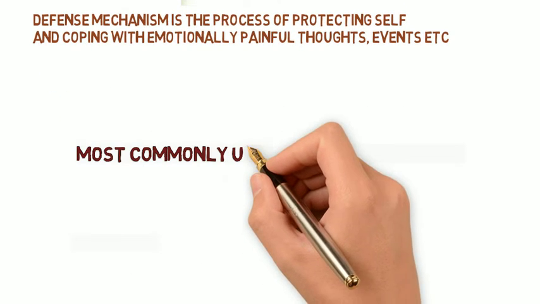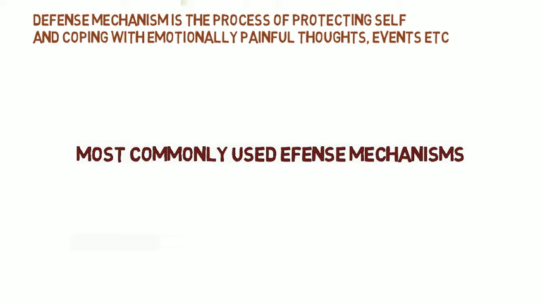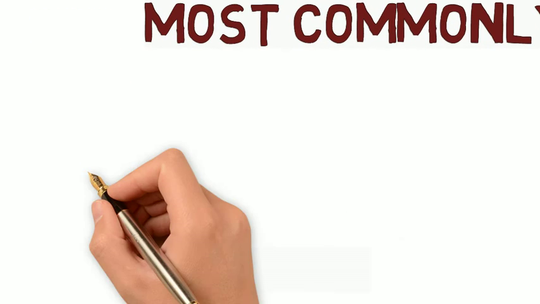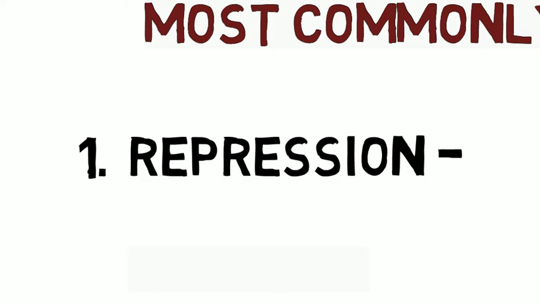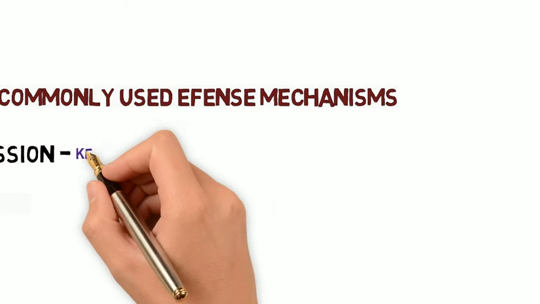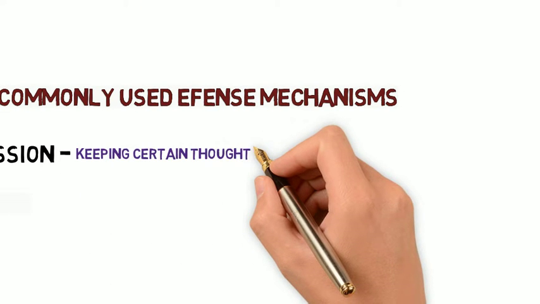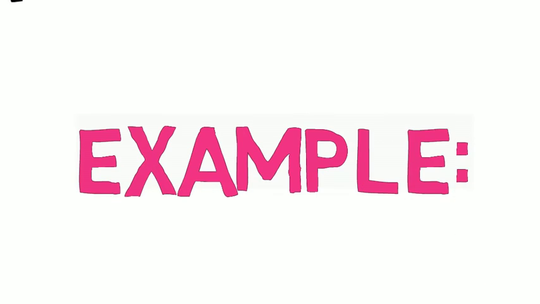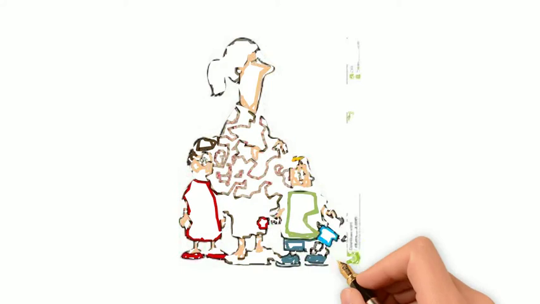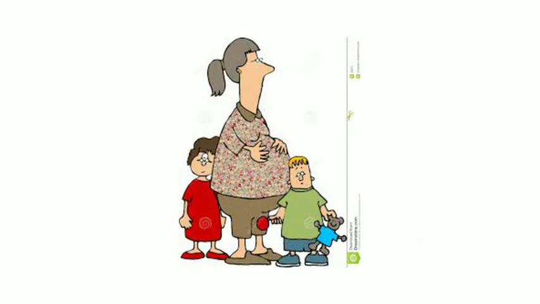The most commonly used defense mechanisms are: first is repression. Repression means keeping certain thoughts out of conscious awareness. Example: here is an example of a woman who found childbirth painful but continued to have children, and each time the pain is surprising for her.